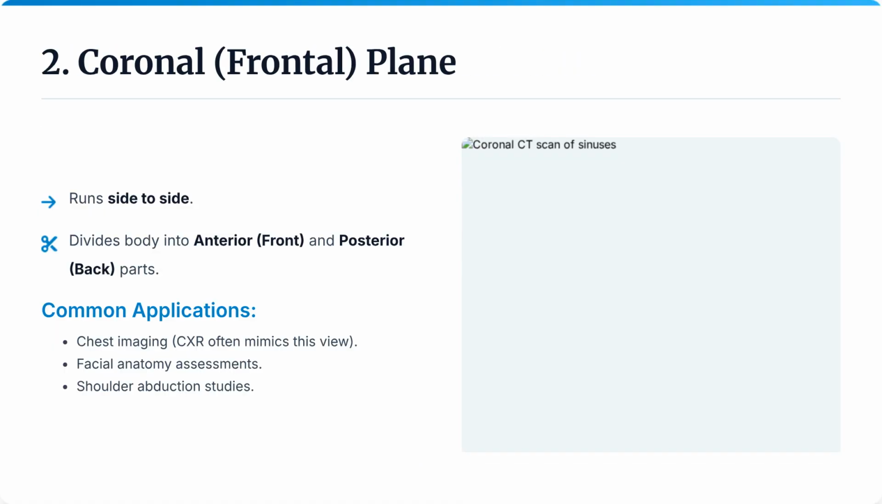The coronal or frontal plane runs side to side, dividing the body into anterior (front) and posterior (back) parts. Common applications include chest imaging and facial anatomy assessments. Many sinus CT images use this coronal view.